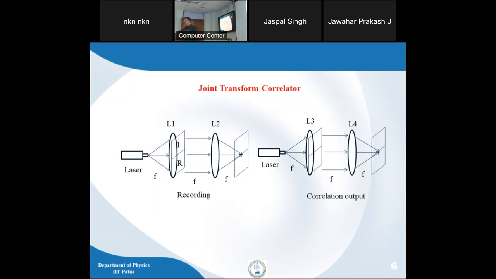Could you please repeat the autocorrelation peaks? Yeah, autocorrelation peaks: you have displayed the joint power spectrum here, illuminated with the light. So it's a fringe pattern, it's like a grating. So it will give you the diffraction pattern here. You will have zero order, plus one, minus one diffraction orders. These plus one and minus one diffraction orders are conjugate to each other, like a mirror image, they will always be there. We call them the autocorrelation peaks.